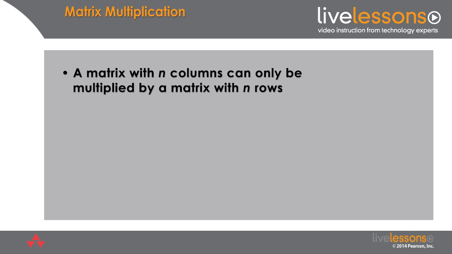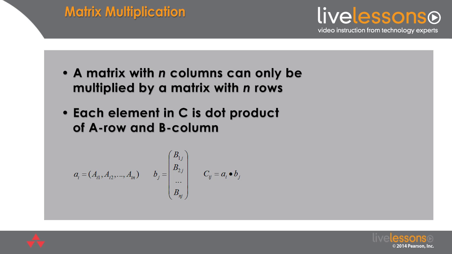For matrix multiplication, a matrix with n columns can only be multiplied by a matrix with n rows. Each element in the resulting matrix is computed as the dot product between the rows in the first matrix and the corresponding columns in the second matrix. In equation form, if you consider each row of the matrix A as a row vector and each column of matrix B as a column vector, you can define the elements of the product C as follows, with C sub i sub j equal to the dot product of A sub i and B sub j.